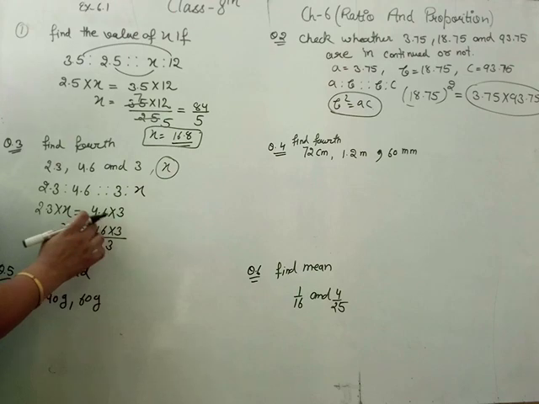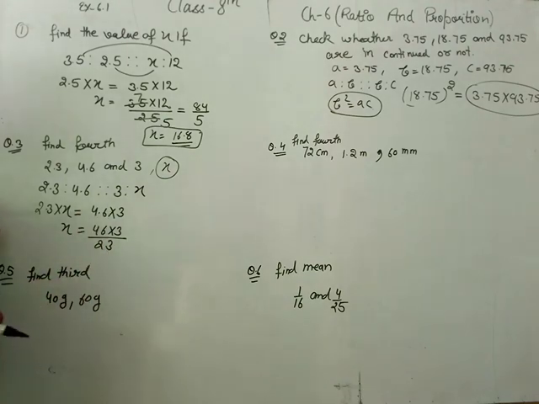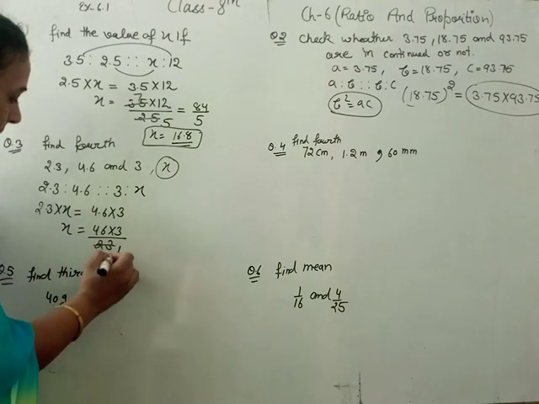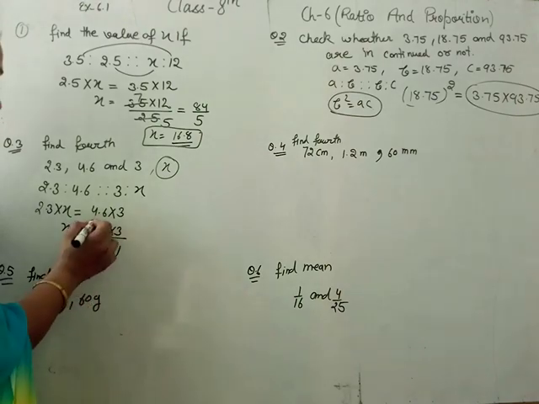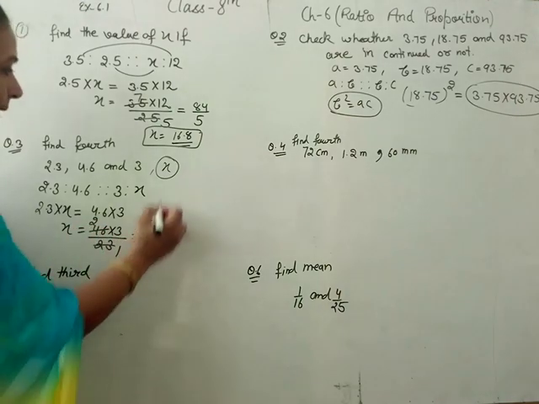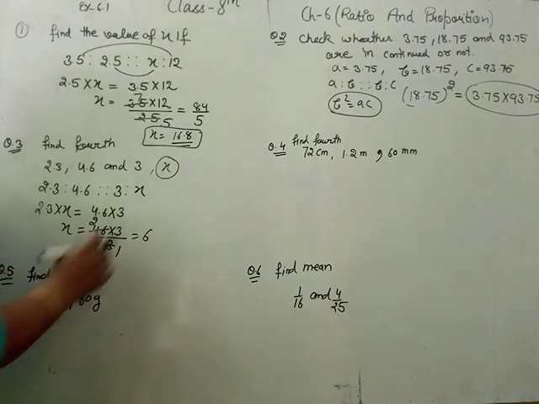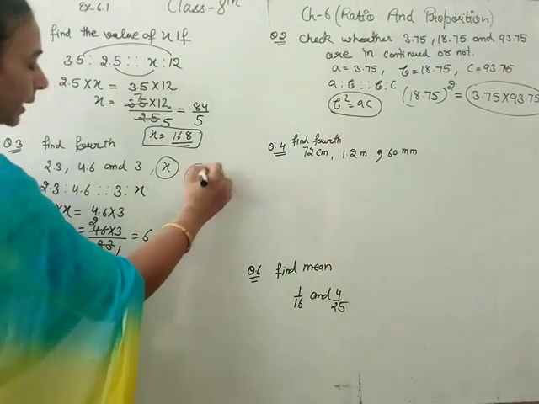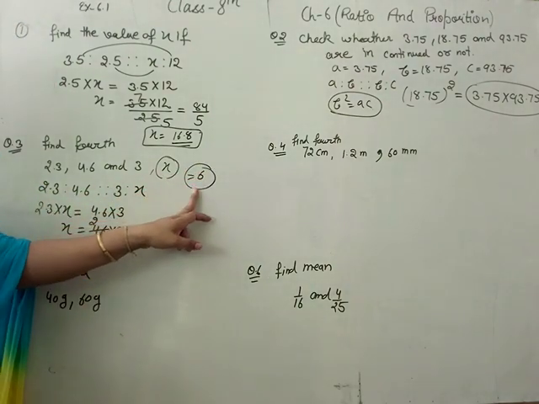Then we remove the decimal because there is the same digit after the decimal. 23 ones are 23, 23 twos are 46. Okay, then x equals 6. The value of x equals 6. The fourth proportional is 6.